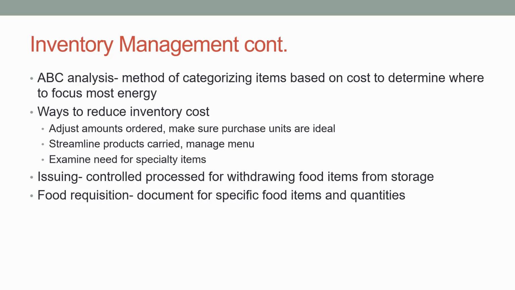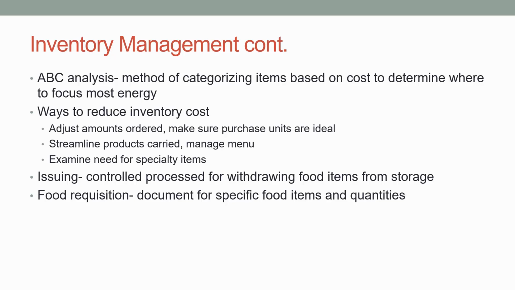There are a couple other methods of analysis as well, and the ABC analysis when you're looking at inventory management is the method of categorizing items based on cost to determine where to focus the most energy as far as reducing cost. So products that are the most costly may be identified as A. We may really want to monitor the quantity of these. Maybe this is in a locked storage room. And sometimes they'll do this for alcoholic beverages, certain equipment that's expensive, things like that, that may really be costly to the organization to replace.